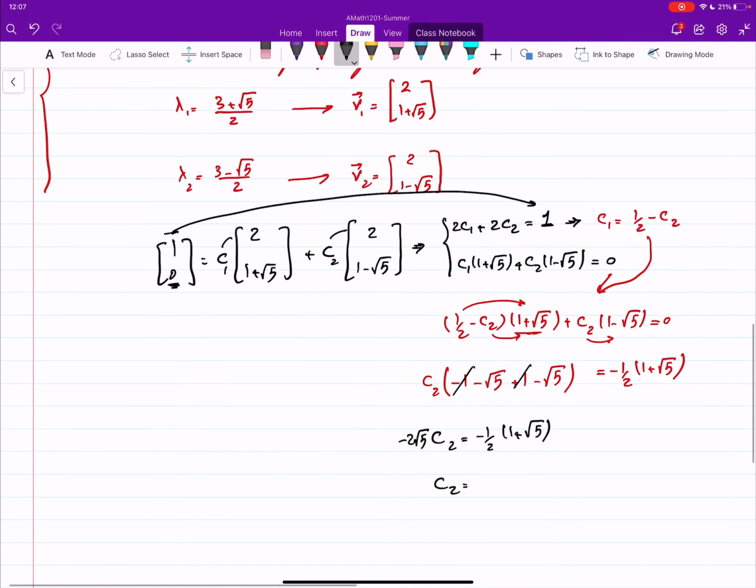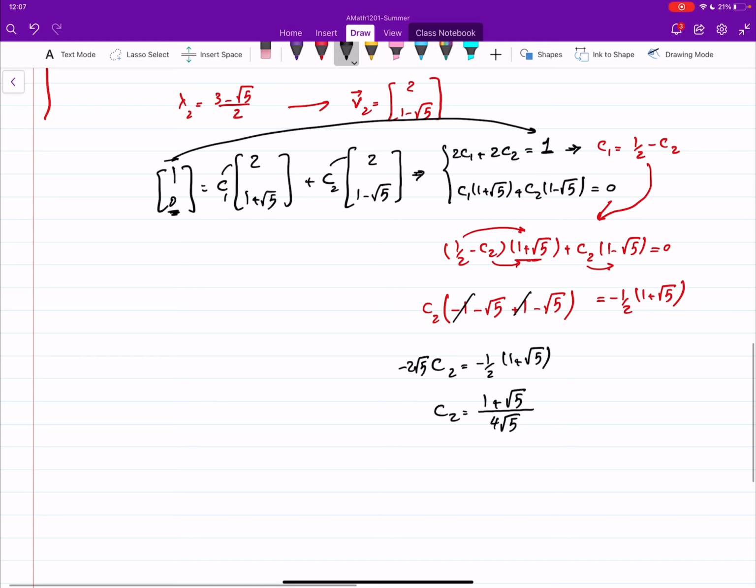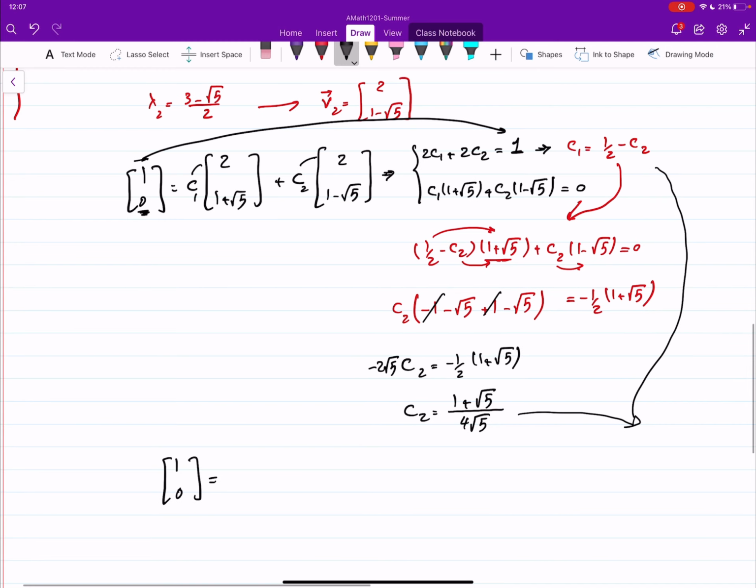Then we go ahead and divide by that coefficient of C2 on the other side. Negative 2 root 5 will go to the denominator. You get 4 root 5, and in the numerator, you have 1 plus root 5. So what we showed here is that (1, 0) is a linear combination of eigenvectors of this matrix. The coefficient for V1 is, I need to find C1. Yes, I have C2. Now I plug it into the equation where I wrote C1 in terms of C2. And that's what we get there.